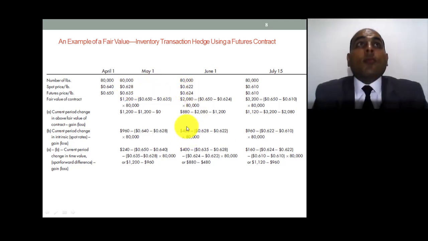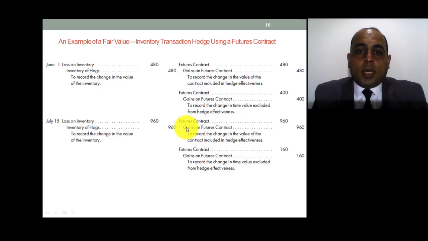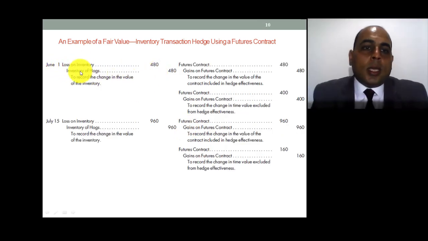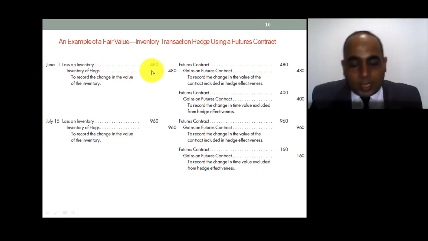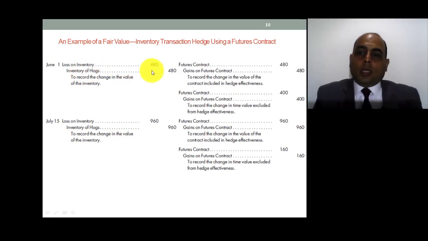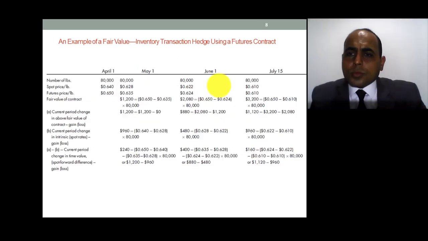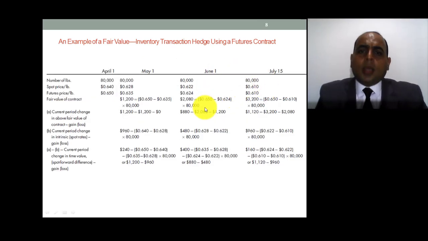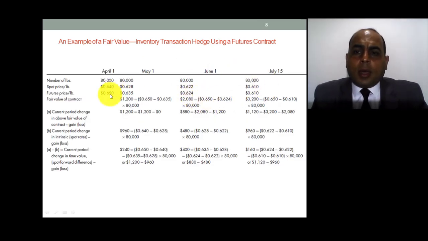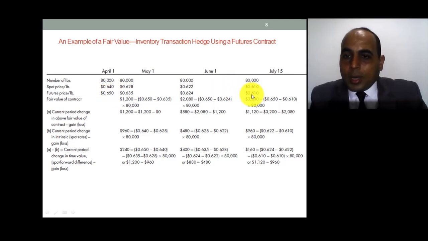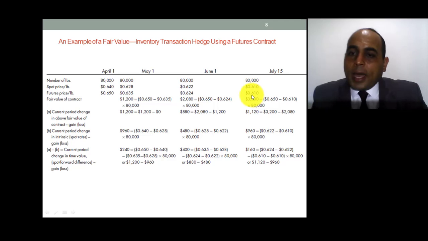So we have a loss of $480. Let us move to record it. Loss on inventory 480. Inventory of hugs has to be declined by 480. The same thing on July 1st here. Let us see. The price has declined from 65, the future price, to 610. So again we have a gain because of entering into a future contract.